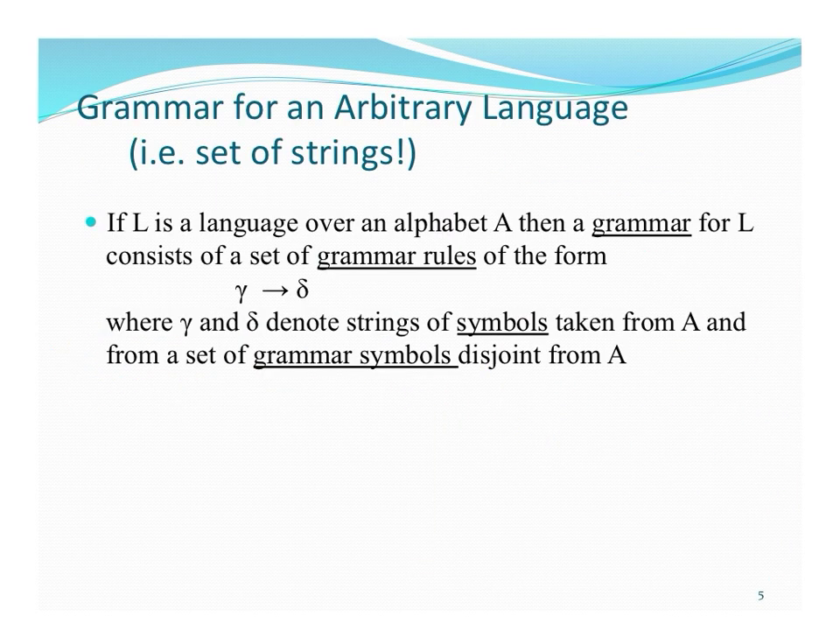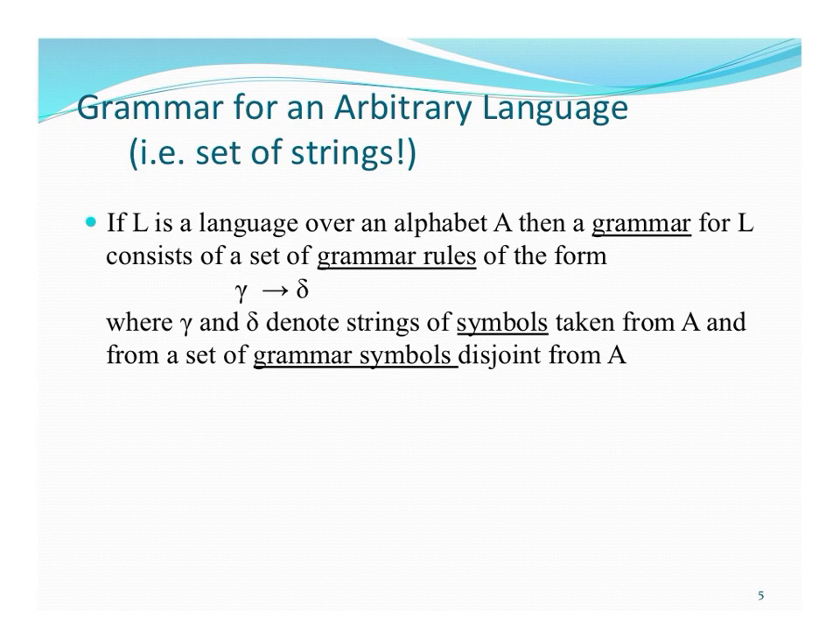So now let's talk about the grammar for an arbitrary language, keeping in mind that by use of the word language, I mean a set of strings. If I say to you, at least for the rest of this semester, what's a language, you should just instantly blurt out at this point, it's a set of strings. So if we have L as a language over an alphabet A, then we can talk about a grammar for L, which is a bunch of grammar rules. And they all take this form: one thing, arrow, another thing.